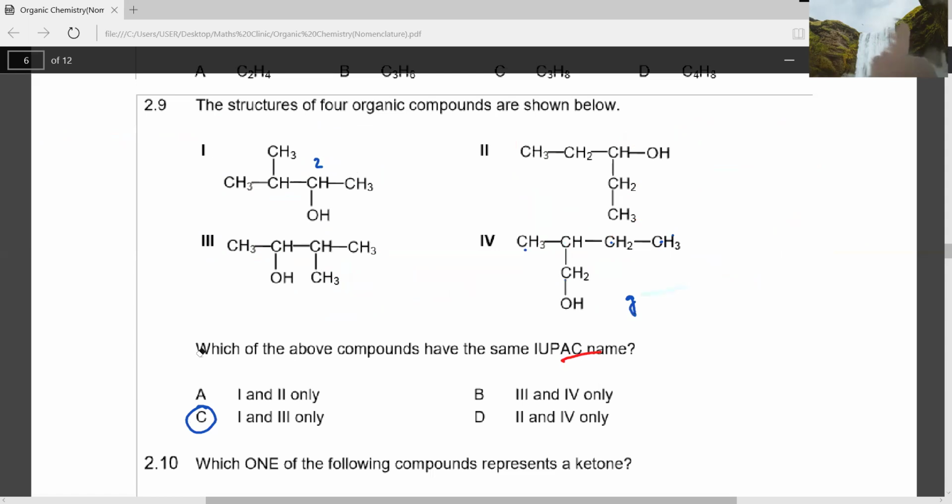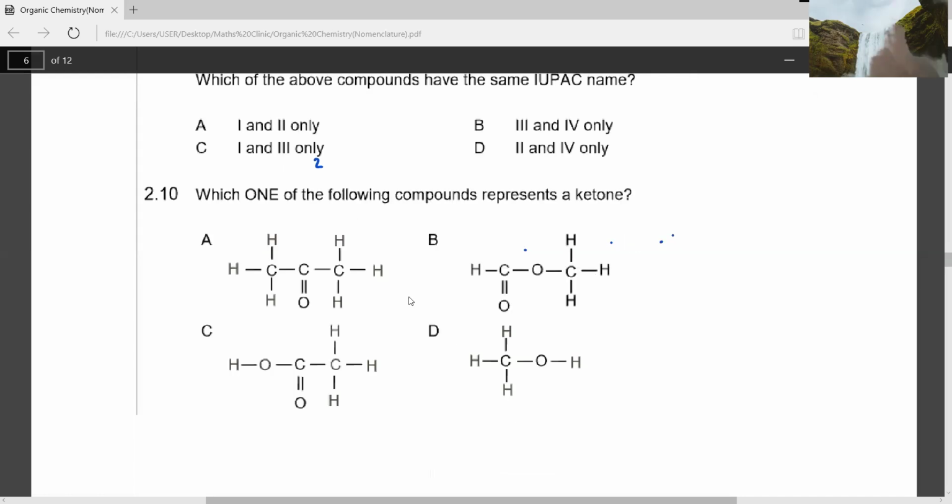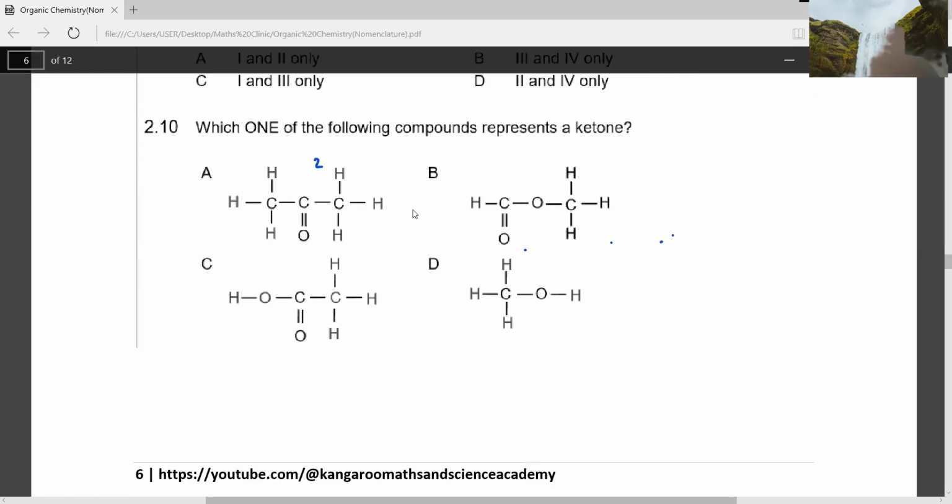Right, now let's move on to 2.10. What are we given here? The question says, which one of the following represents a ketone? Already we have the answer. That's why you need to be able to know the functional groups of organic compounds. For example, the first one is a ketone because next to the carbonyl, we have carbon attached. So it's a ketone.